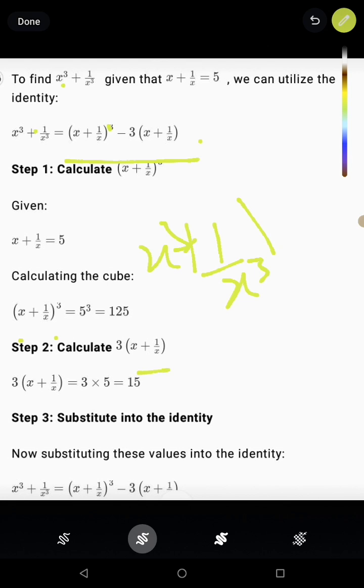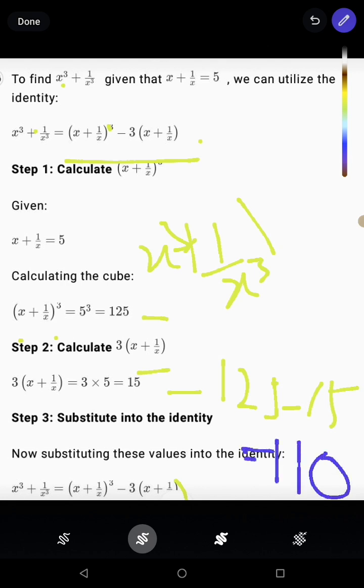I bet you already get the answer, somebody. So that will be what? The answer here, from what we have here, will be the answer here minus the answer here. So that is 125 minus 15. And somebody is saying what? That is 110. And if that was what you guessed, definitely you guessed right. So the correct answer for this question is actually 110.